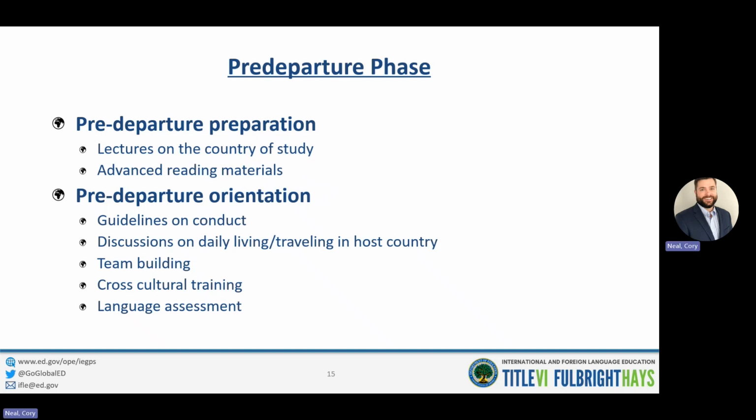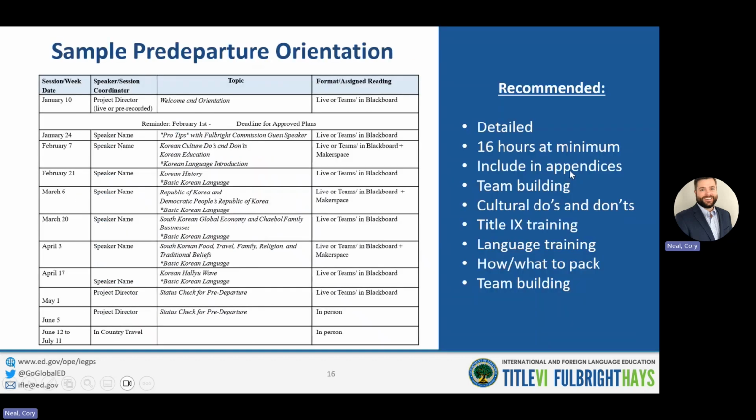For the pre-departure orientation, we suggest that you include guidelines on the program itself, discussions on daily living and traveling in the host country, team building exercises, and of course, language training. You'll also want to include here as a long-term project your language assessment, your pre-test, if you choose to do so while in the United States. This is a sample pre-departure orientation agenda from a short-term project, but it's not too far off to what you would use for a long-term project.